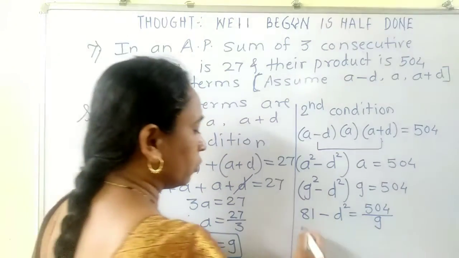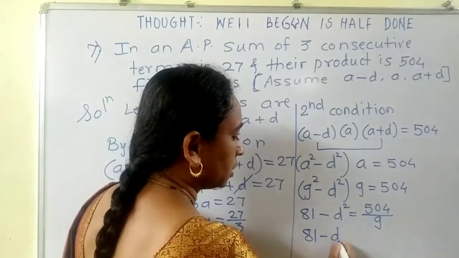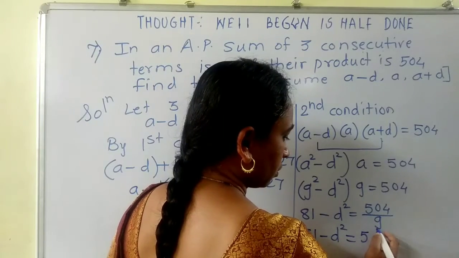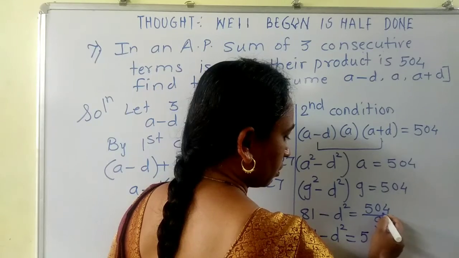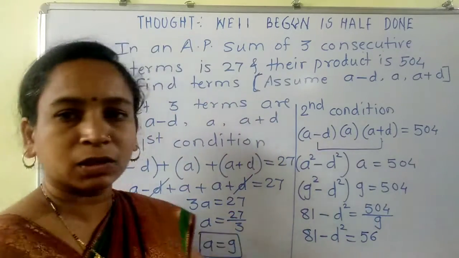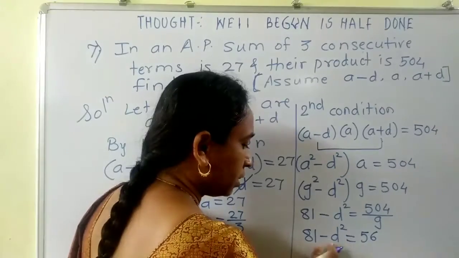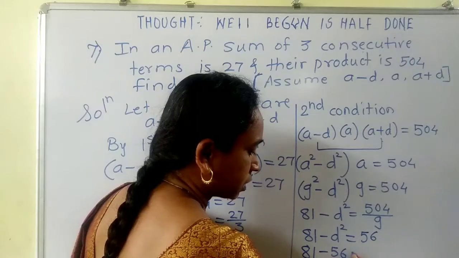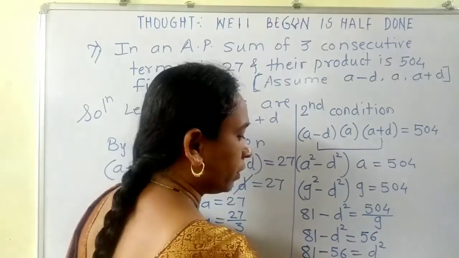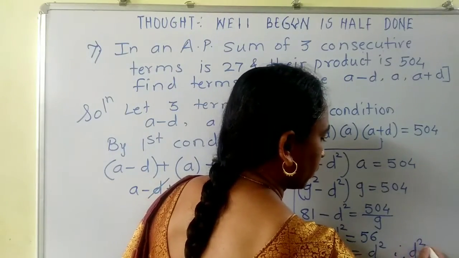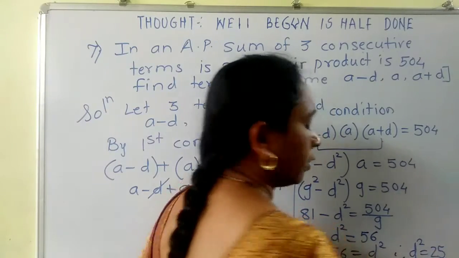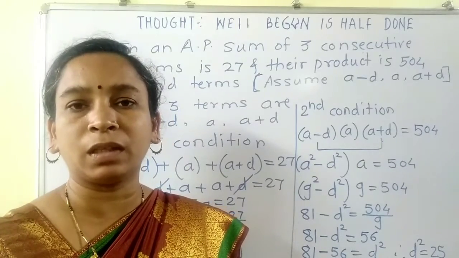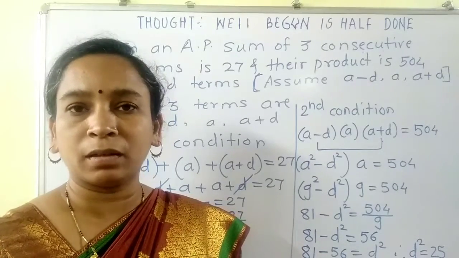Do the division. If you do the division, 81 minus D square is equal to 56. Minus D square, transfer it to this side. So 81 minus 56 is equal to D square. If we subtract it, we get D square is equal to 25. If we take the square root on both sides, we get D equal to plus or minus 5.